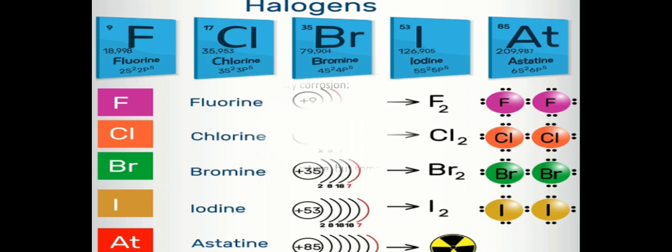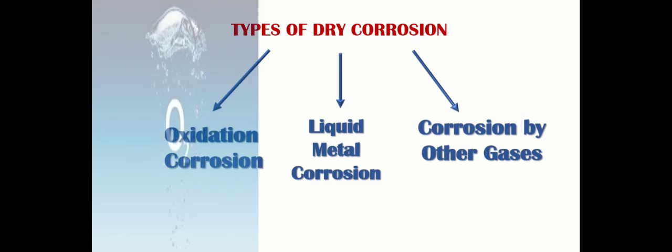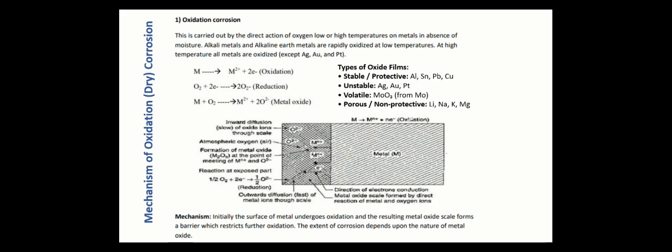In this session, let us examine the three major forms of chemical or dry corrosion, processes that occur in the absence of moisture and are governed predominantly by the chemical nature of the metal and the reacting gas or liquid metal. Our discussion will focus on oxidation corrosion, corrosion by other gases, and liquid metal corrosion, with each mechanism illustrated using familiar real-world examples.